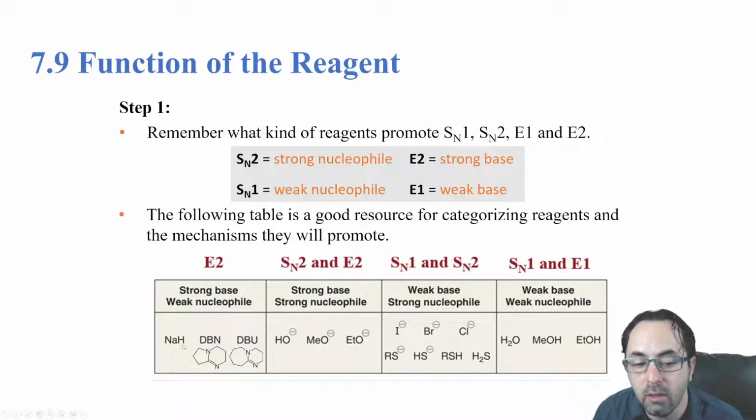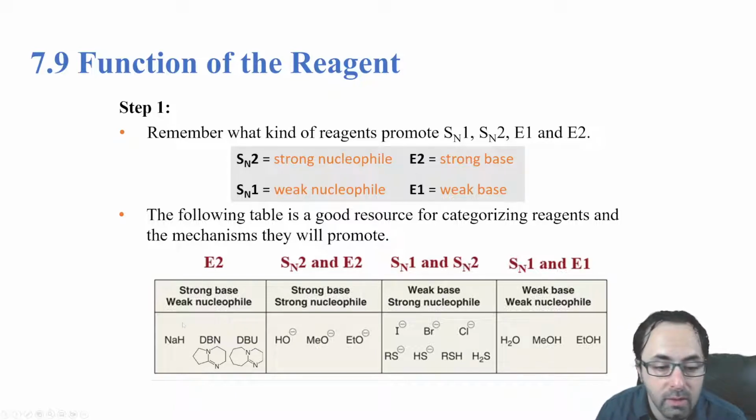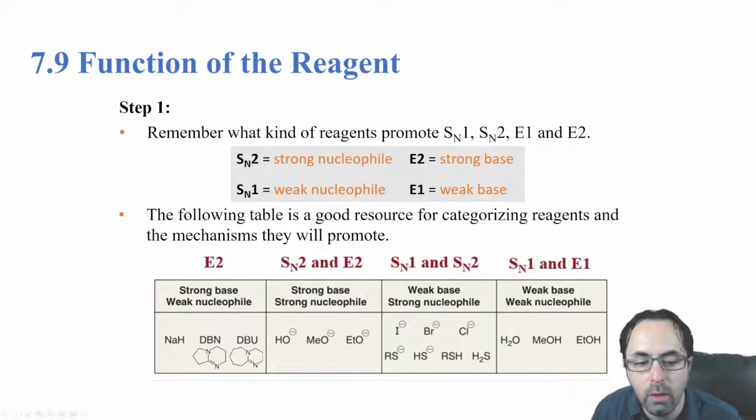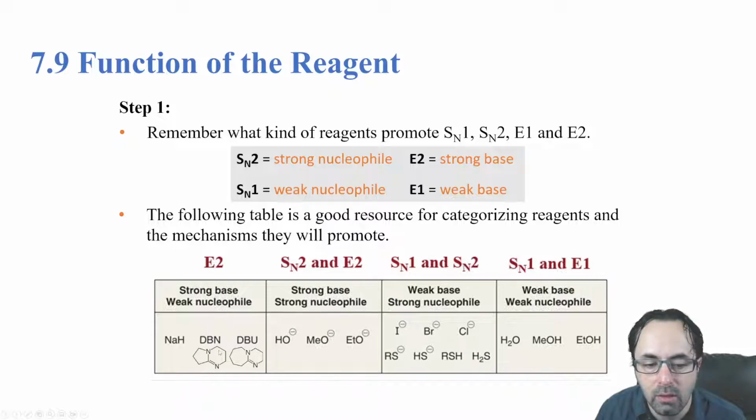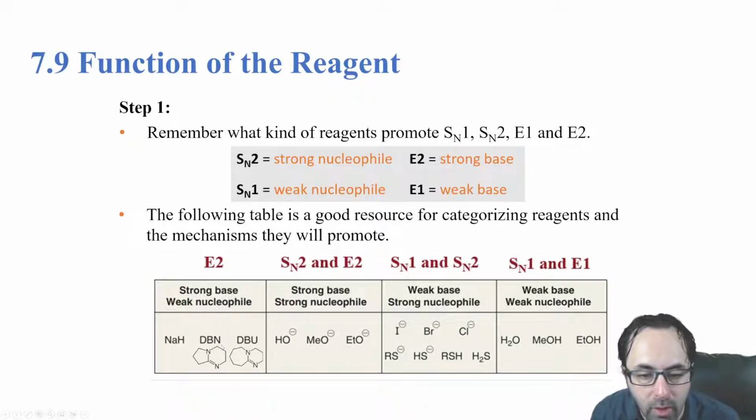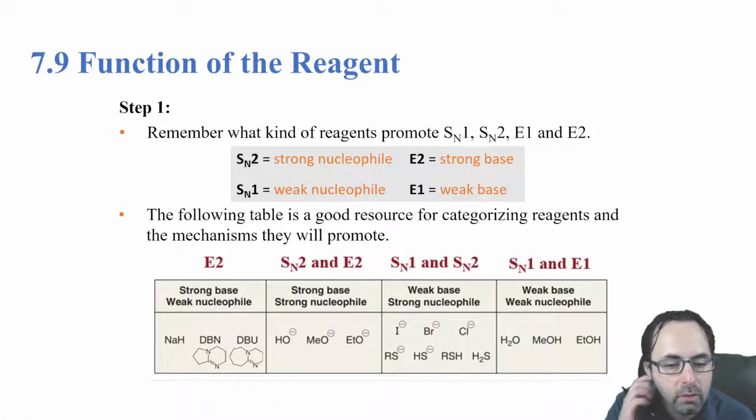Another possibility is sodium hydride. Notice, these are neutral. They have no negative charge to them. And so that's the way you can quickly pick them out. DBN and DBU are shorthand for these structures here, which both contain basic nitrogens that can function as a base, but they're not negative, so they're not great nucleophiles. We'll see that all the great nucleophiles are negative.